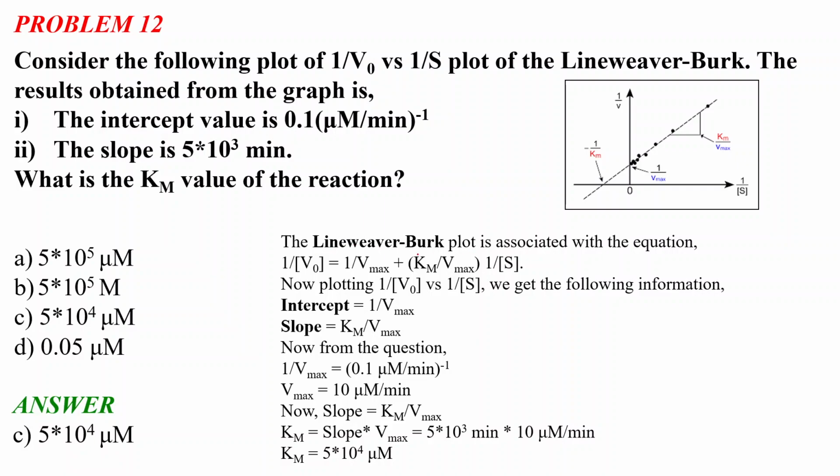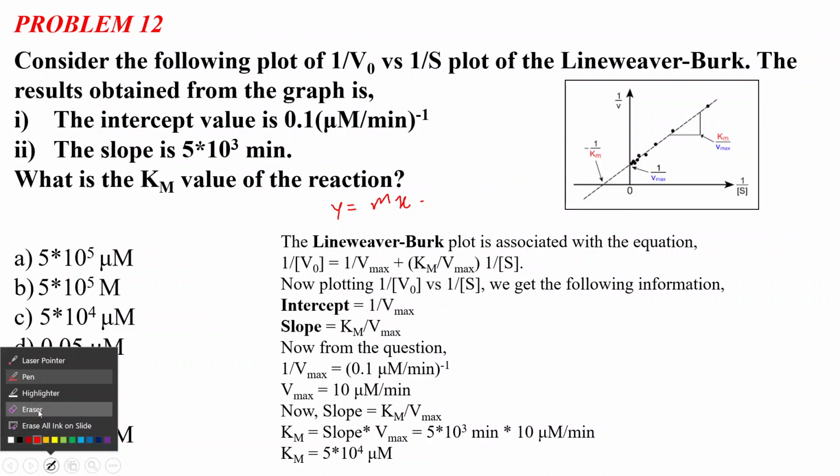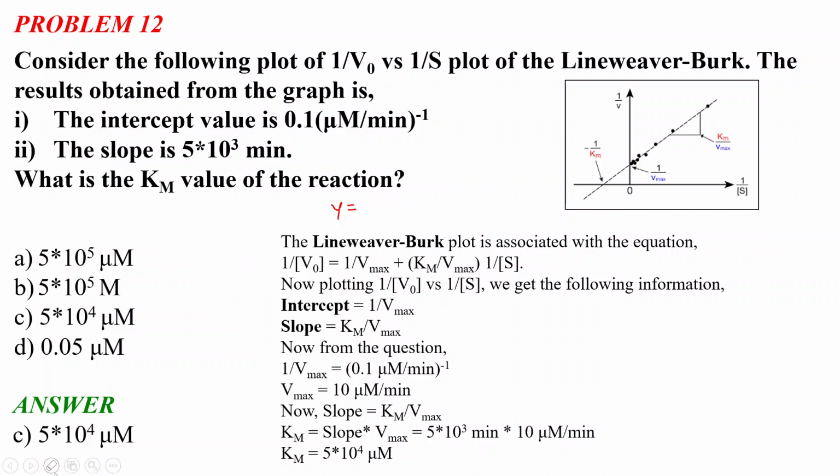The equation of the Lineweaver-Burk plot is like this: 1 by V0 equals 1 by Vmax plus Km by Vmax into 1 by S. Just compare it with the normal equation which we all know, y equals mx plus c, or we can write it as c plus mx. Here y is the value on the y axis, x is the value on the x axis, m is called the slope and c is called the intercept.